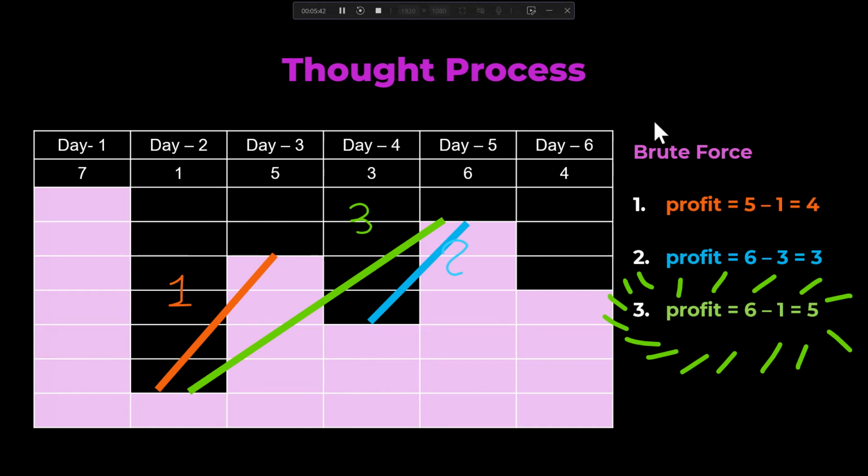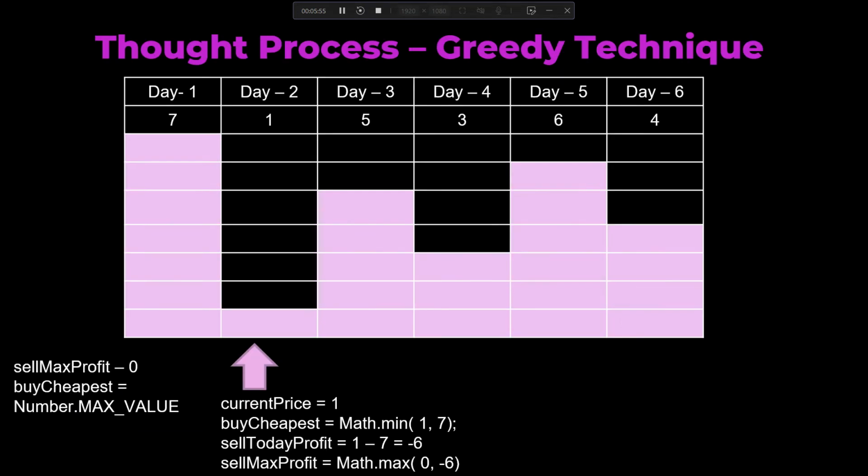This is just to remind you that the brute force approach has a time complexity of O(n squared), so we can't solve this problem using brute force. Therefore, we are using this greedy approach. So here, the arrow should be pointing to here. Sorry about that. So we are initializing these 3 variables.